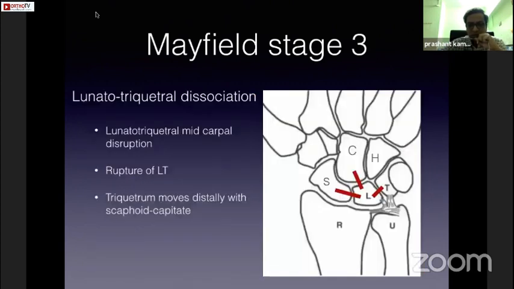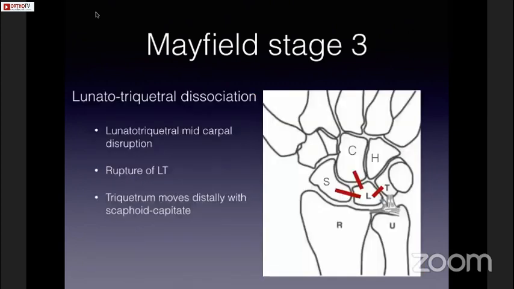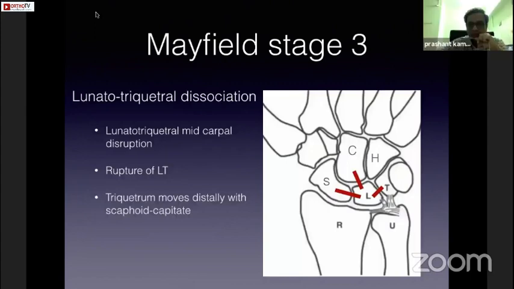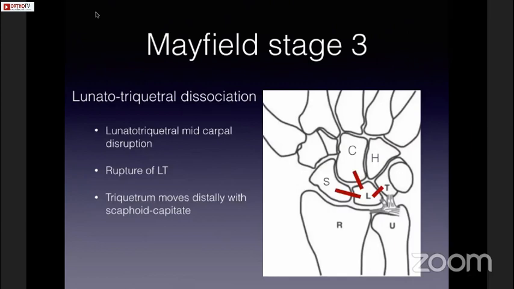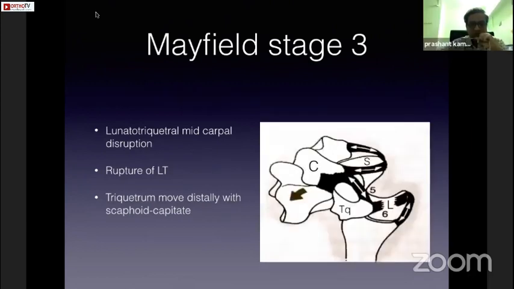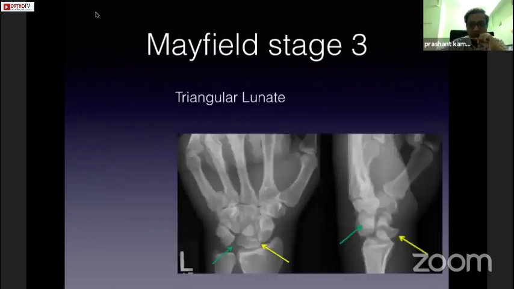now moving out of his position, moving dorsally. The deforming force continues and there is a rupture of the lunotriquetral ligament. So the whole of the ligaments surrounding the lunate are ruptured now. The entire mid-carpal joint is shifting dorsally with respect to the lunate.